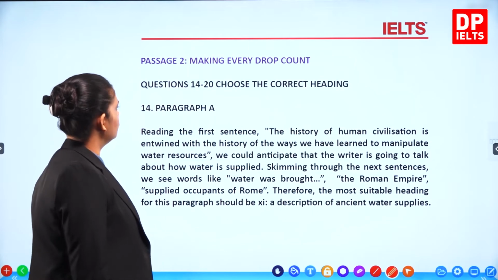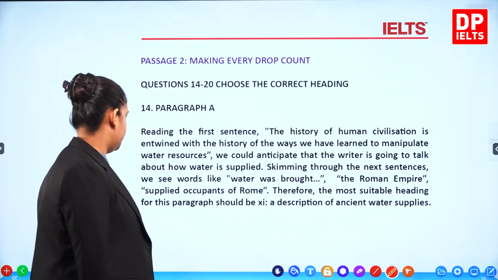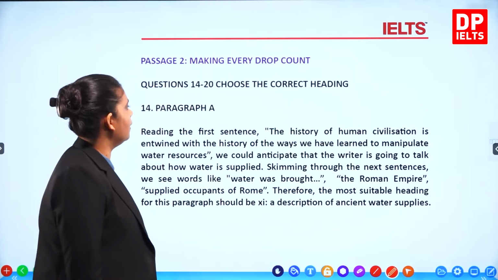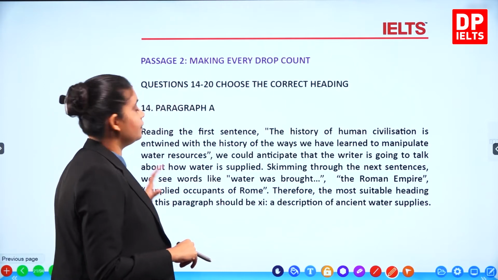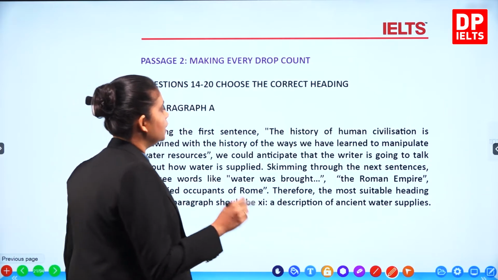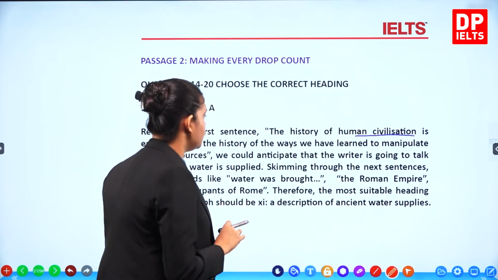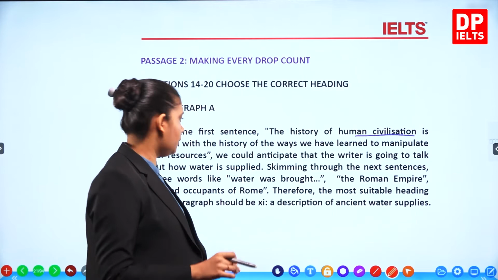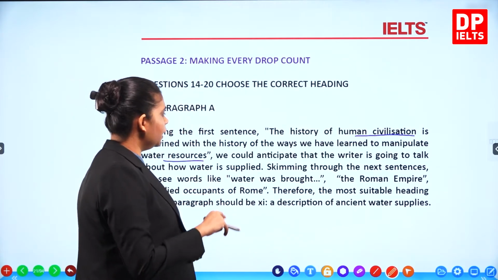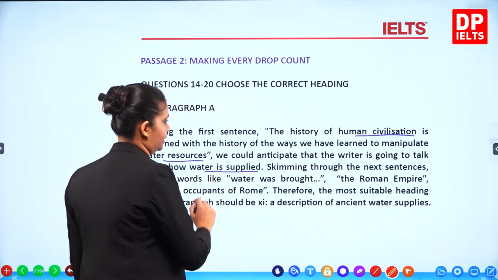Right. Passage 2. Questions number 14 to 20. Choose the correct heading. Right? So here, reading the first sentence in paragraph A. So let's have a look at it, right? Now, reading the first sentence, the history of human civilization is entwined with the history of the ways we have learned to manipulate water resources. Now, we could anticipate that the writer is going to talk about how water is supplied.